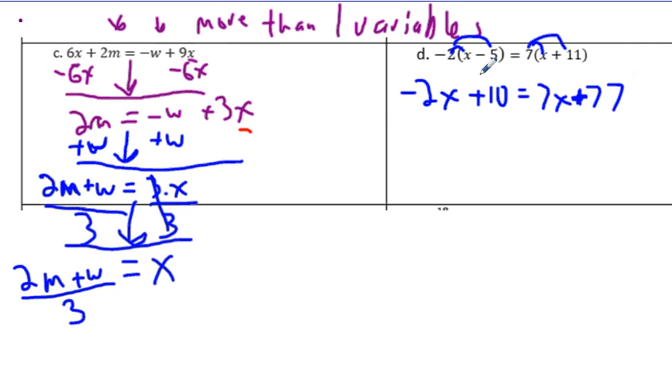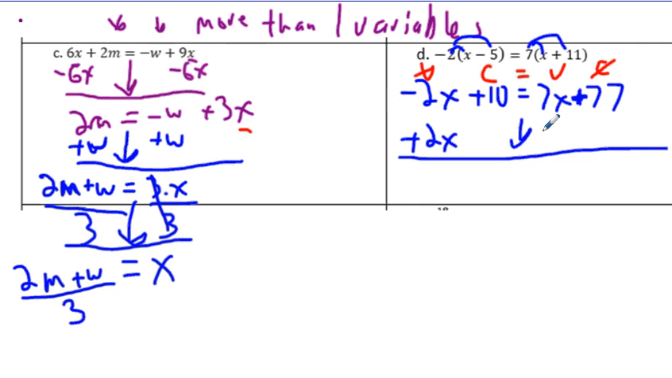So again, we want to make our variables on one side 0 and our constant terms on the other side 0. So we have a variable, a constant term, equal sign, a variable, and a constant term. So let's make the variables on the left-hand side 0, and let's make the constant terms on the right-hand side 0. So the way you make negative 2x 0 is by adding 2x, and then what you do on one side you do to the other, plus 2x. So 10 is equal to 9x plus 77.